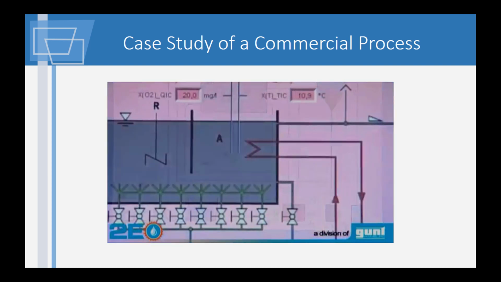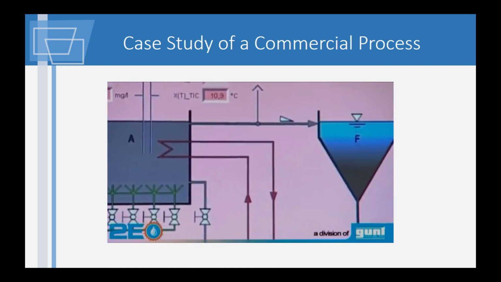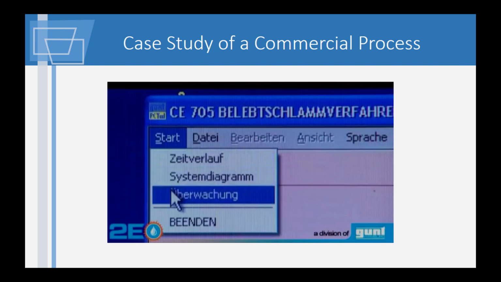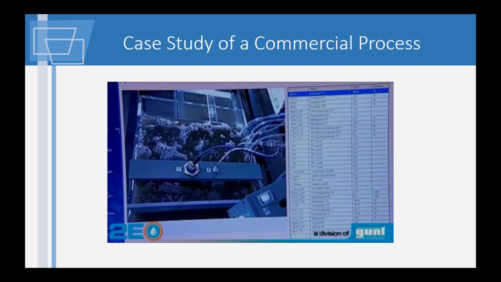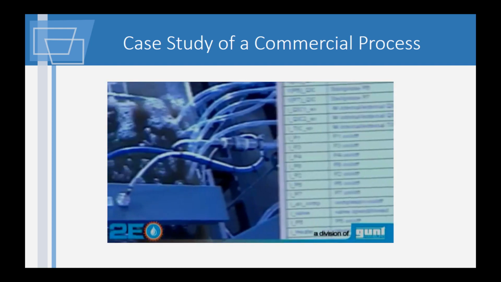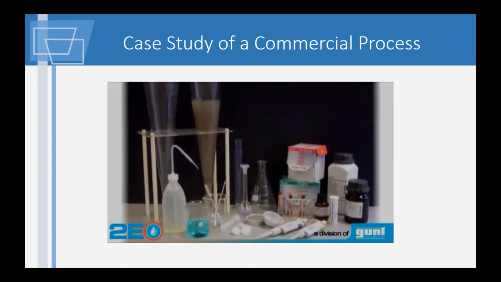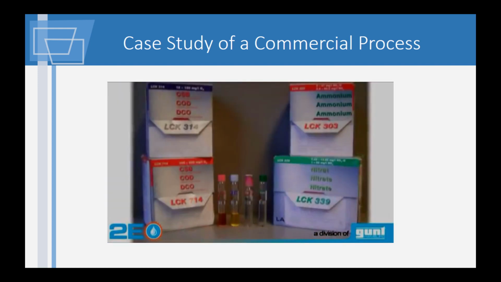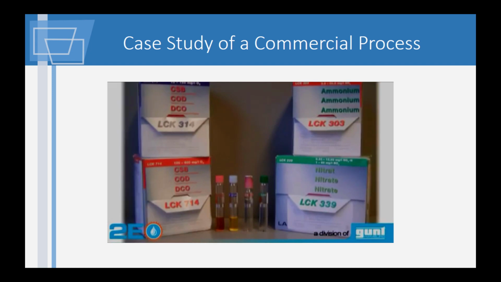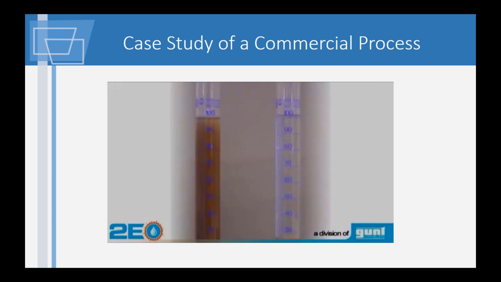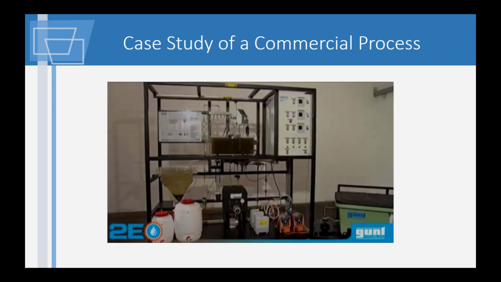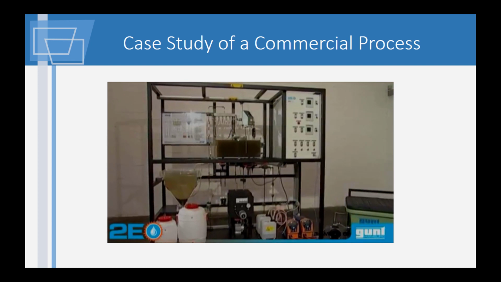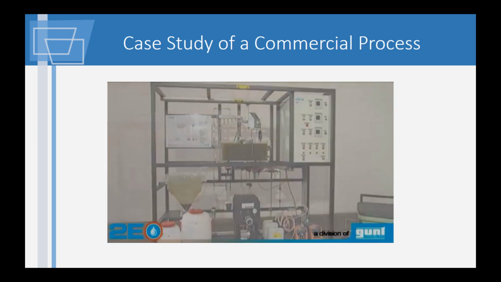The software of the CE705 enables comprehensive process monitoring even with integrated video surveillance capabilities via network. To evaluate the experiments, specific parameters have to be determined using water analysis systems. The CE705, learning the activated sludge process in all its aspects.